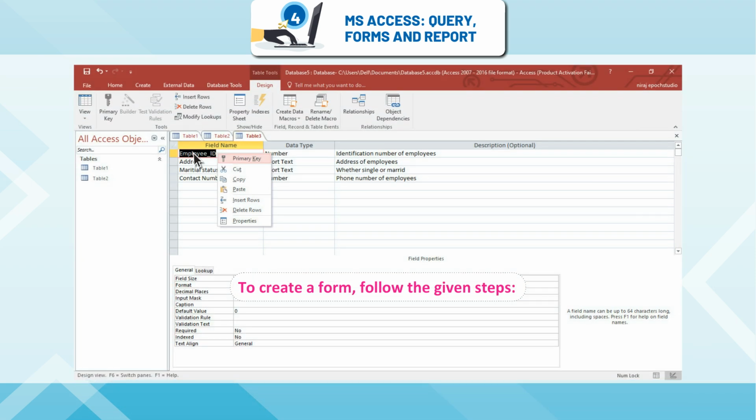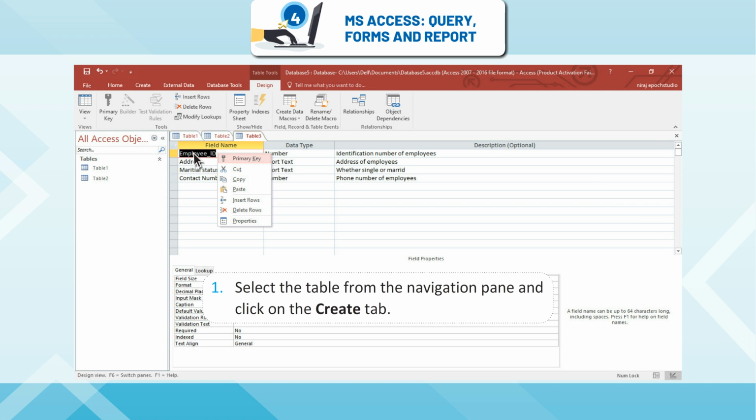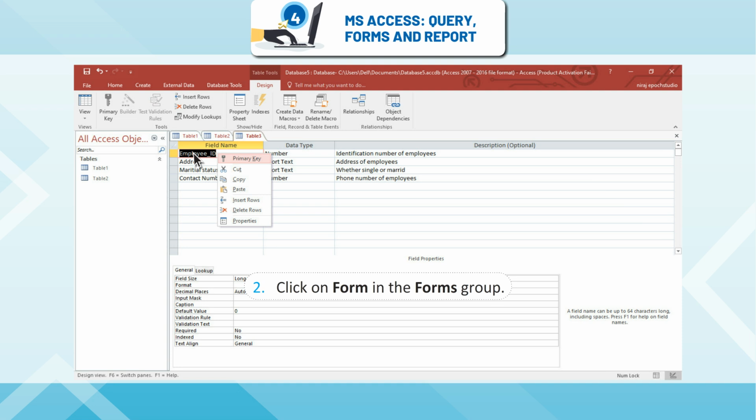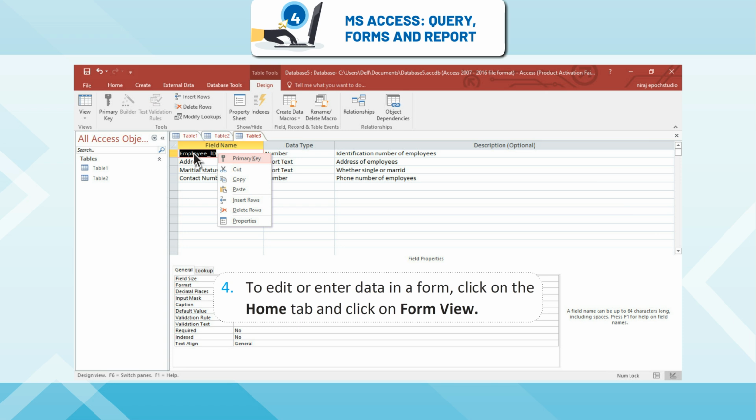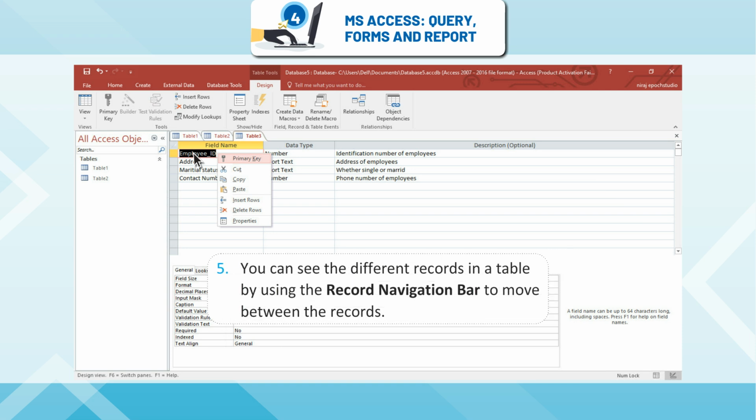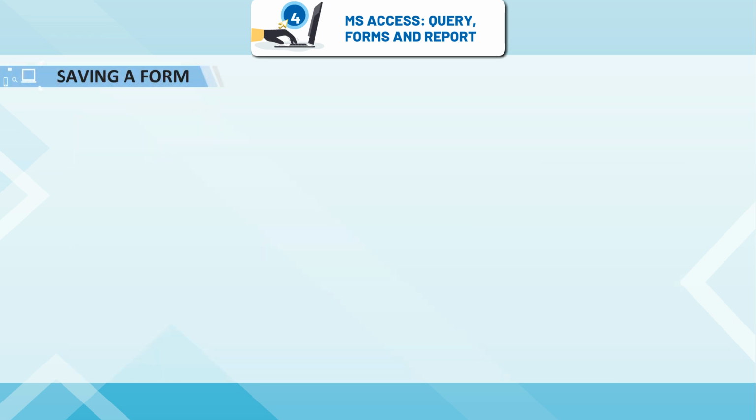Creating a form. To create a form, follow the given steps. Select the table from the navigation pane and click on the Create tab. Click on Form in the Forms group. A new form is created. To edit or enter data in a form, click on the Home tab and click on Form View. You can see the different records in a table by using the Record navigation bar to move between the records.